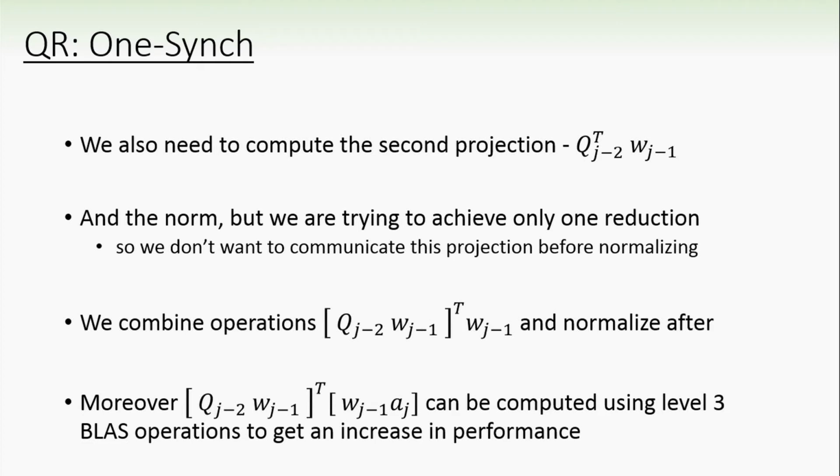So why do we do these two GEMVs by themselves? Instead, we combine everything together and get optimized BLAS level 3 operations, which actually do improve performance as well. The last thing I should note is not only do we want to compute the second projection, but we need to compute a norm as well, with a once projected vector instead of the twice. But we don't want to incur another communication to compute the correct norm.